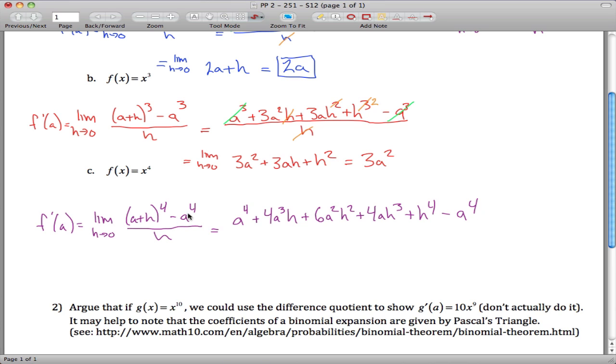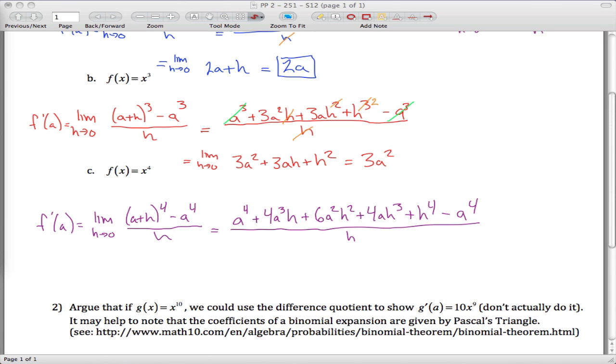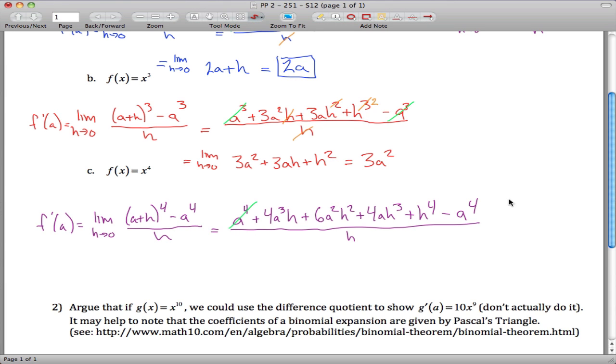Then from that, you subtract a to the 4th, and you divide that whole huge mess by h. Just like above, the first term cancels out with this last one, and every other term has an h in it, so we can cancel out this h with one from each of these. The key point is that what is left is 4a cubed and then a bunch of stuff that all has h's in it: 6a squared h plus 4ah squared plus h cubed.